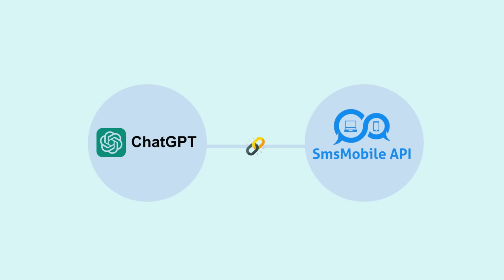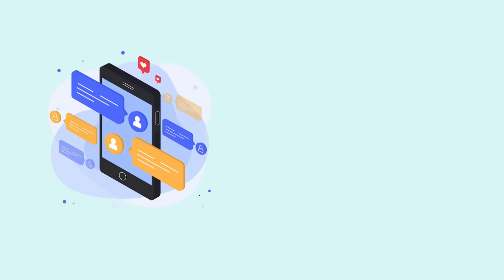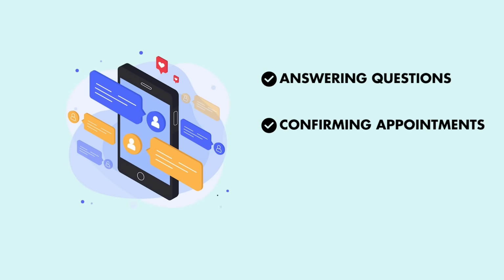SMS Mobile API and ChatGPT offer efficient, automated customer interactions around the clock. Whether answering questions, confirming appointments, or handling support, it's all done effortlessly.